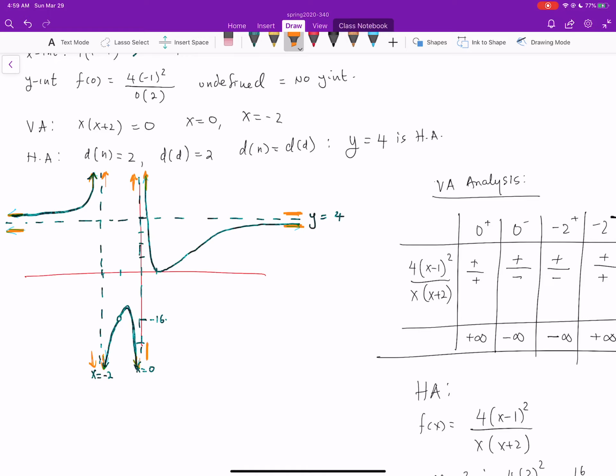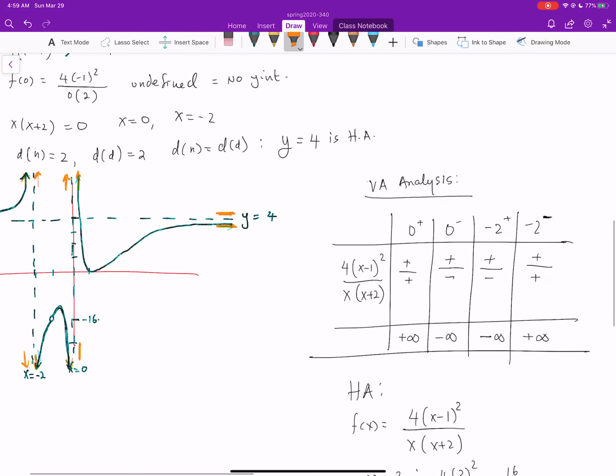So the question is, how do we figure out which one it is? So we need to analyze the vertical asymptotes to find out what is the behavior of the graph as you approach those vertical asymptotes. So you do your sign chart and you run through the numbers, get a number that is close to 0 from the right, 0 from the left, -2 from the right, -2 from the left. And when you do the analysis, you end up with infinity, negative infinity, negative infinity, and positive infinity. So pick numbers that are really close and analyze that, and you'd get something similar to this.